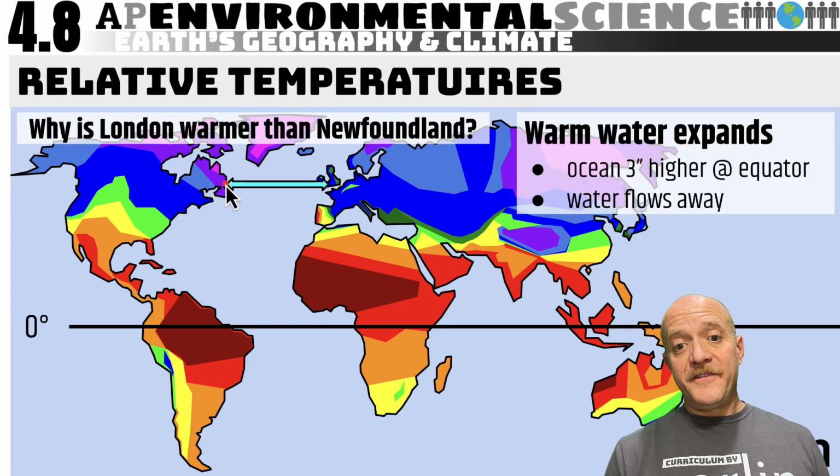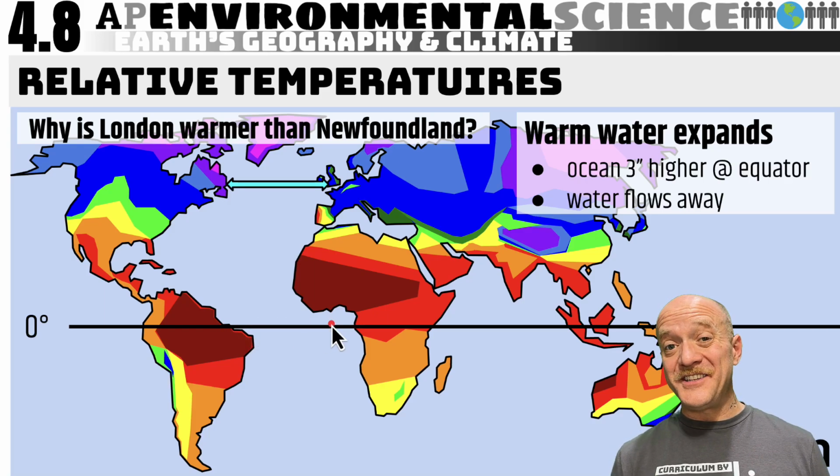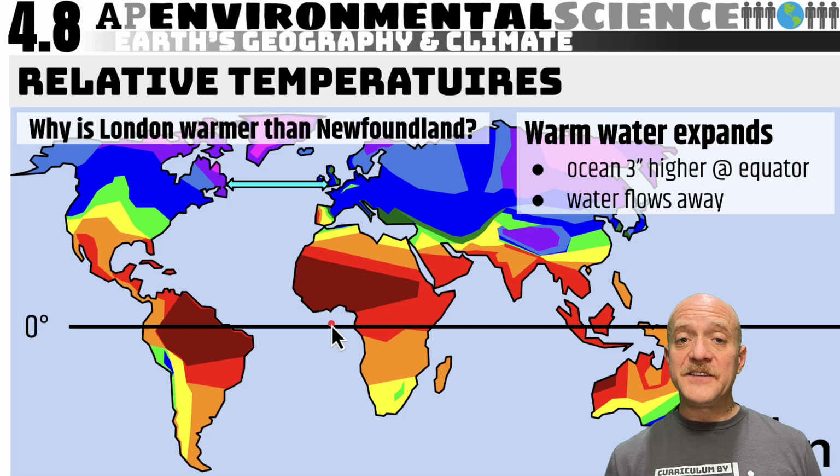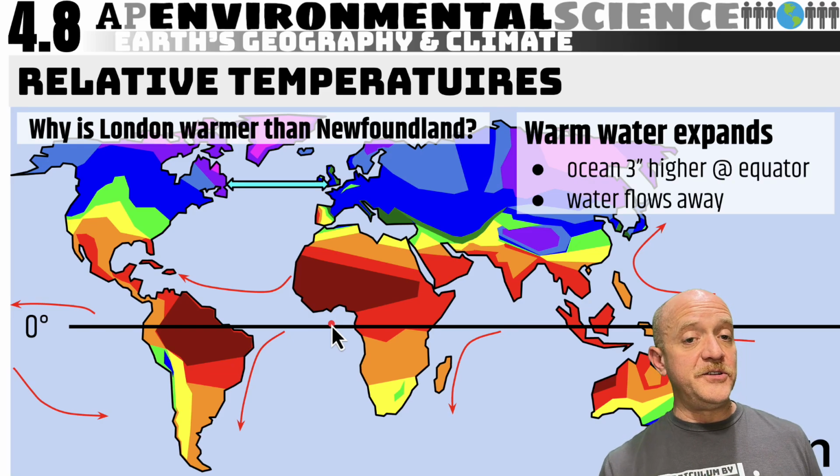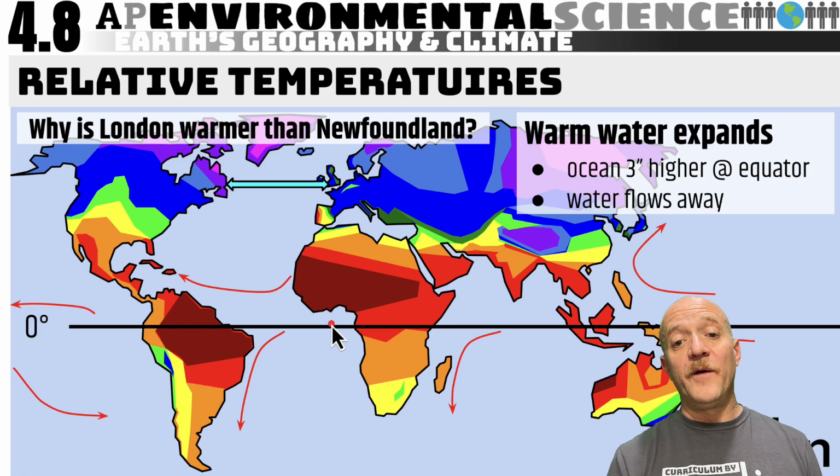To answer that, we have to first say that warm water is expanding. So when the water gets warmer at the equator, some of that water at the surface is going to expand, and the ocean is 3 inches higher as a result. So that's going to cause a little imbalance, and the water is going to flow away. You're also going to have some wind currents that the water is going to be moving along on the surface, driven by winds. And the water is going to go from warmer areas to cooler areas. So that's also going to help in it flowing away from the equator.